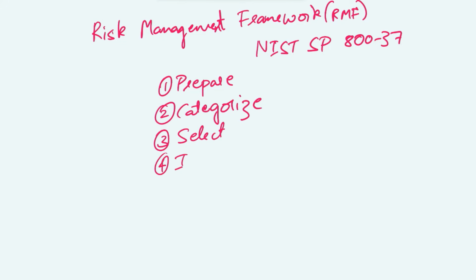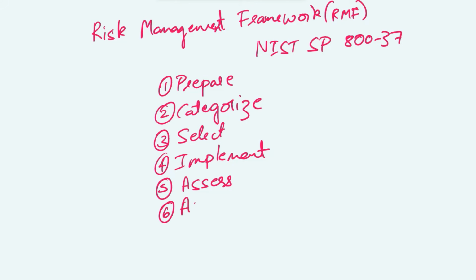The next phase is the implement phase. This involves putting the selected security controls into practice within the information systems and organizational processes. This step includes designing, developing, and deploying the necessary security measures. Then the fifth step is to assess. During the assessment phase, the effectiveness of the implemented security controls is evaluated. This includes conducting security assessments, tests, and evaluations to identify any vulnerabilities or weaknesses that may exist.